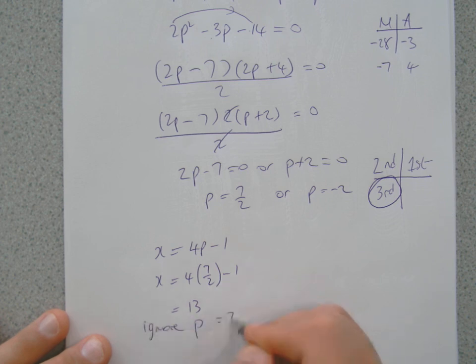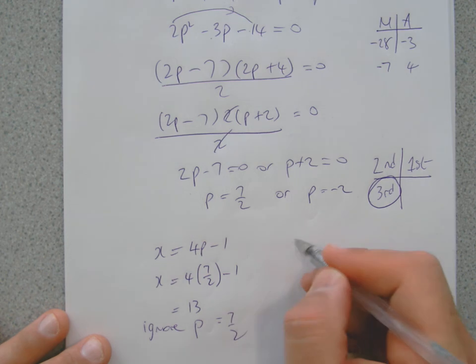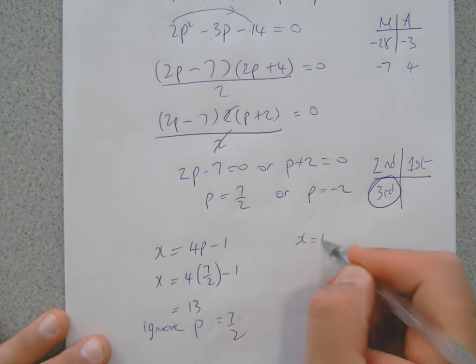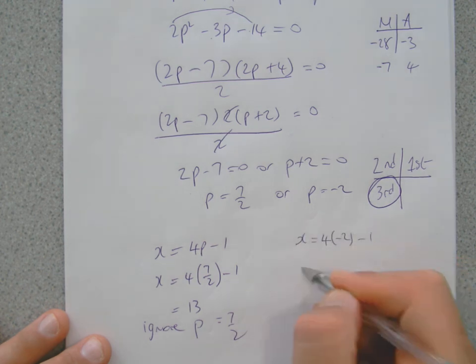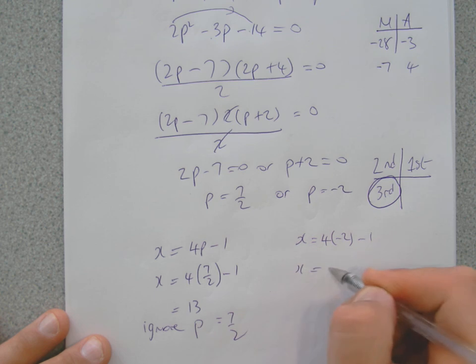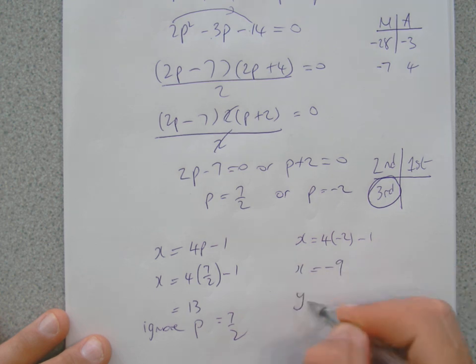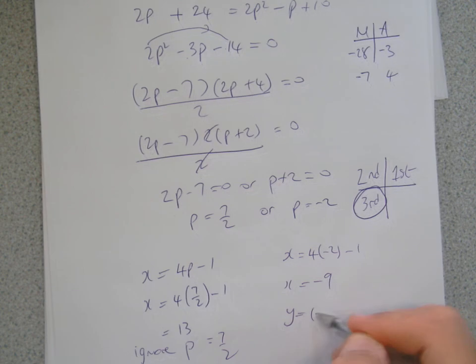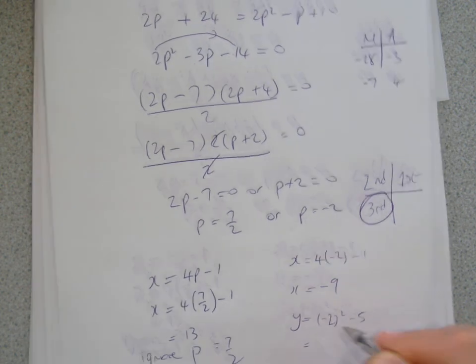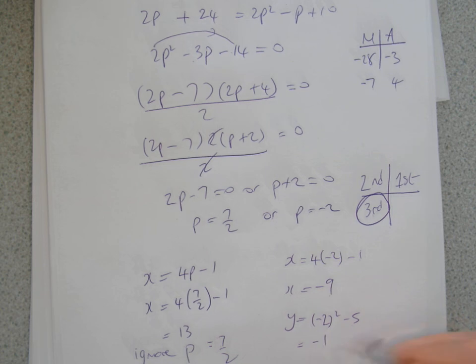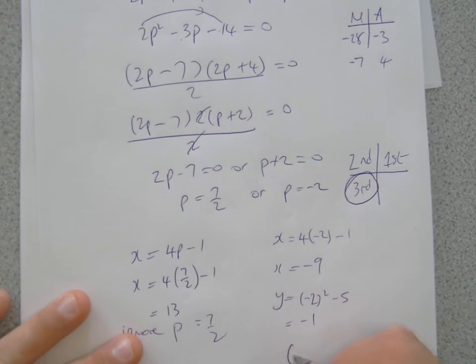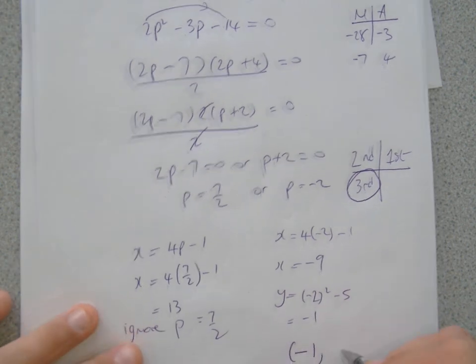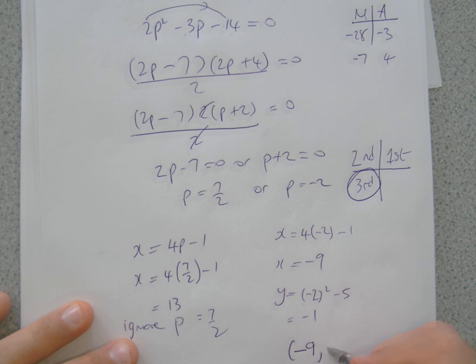So we check p equals minus 2. So x will equal 4 times minus 2 minus 1. x will equal minus 9, that's good. And y, looking at the y equation that we had, minus 2 all squared minus 5, so that would equal minus 1. So that works, right? So the coordinate that it goes through is (-9, -1).